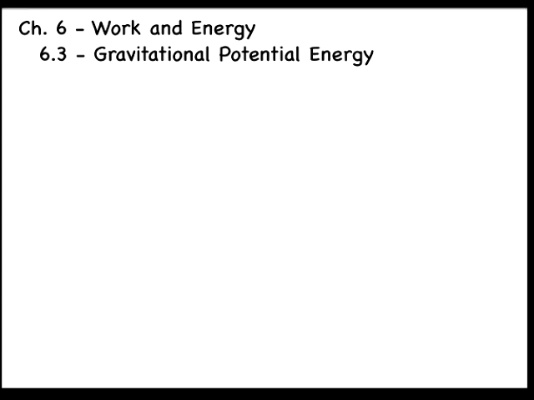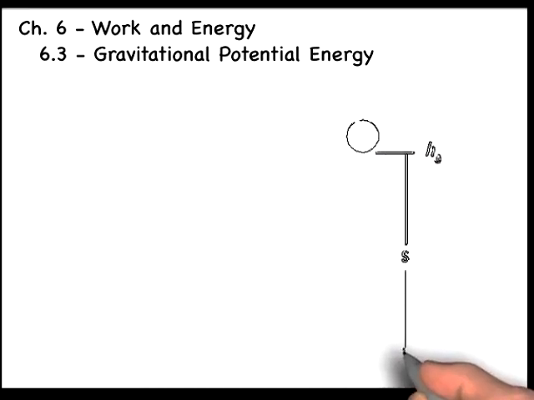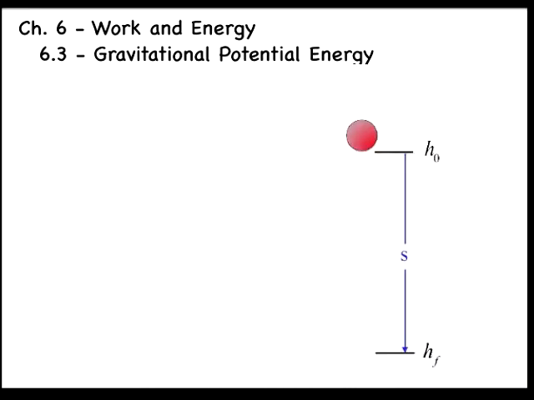This section deals with the concept of gravitational potential energy, and we start by examining the work done by the gravitational force. The force due to gravity can do positive or negative work. In the case of a ball falling downward, the force of gravity, mg, does positive work on the ball as it moves through a displacement s from height h0 to height hf.